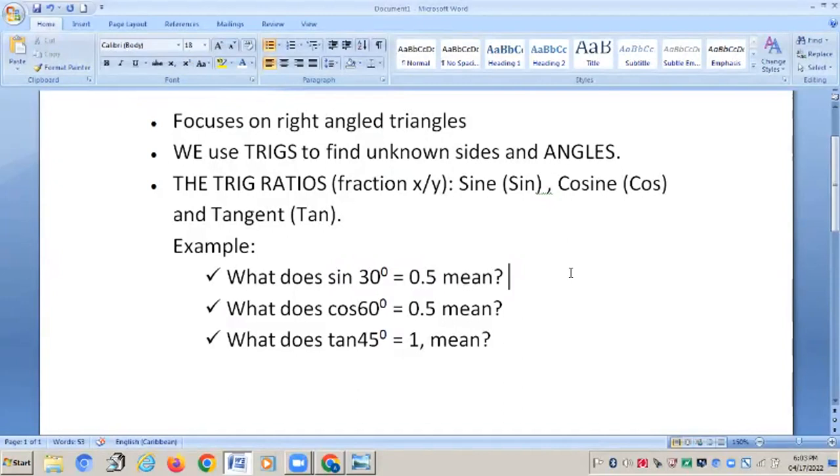Everybody? Yes, sir. Beautiful. All right. Now, if you don't get 0.5 on sine 30, it means your calculator is not in degree mode. Is anybody in here not getting those values? You need to change the mode of the calculator, all right?